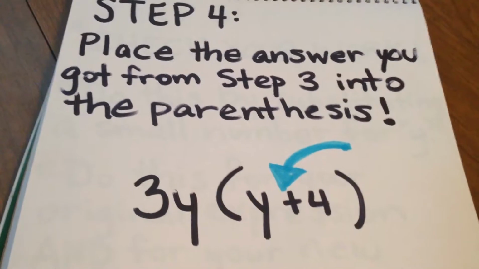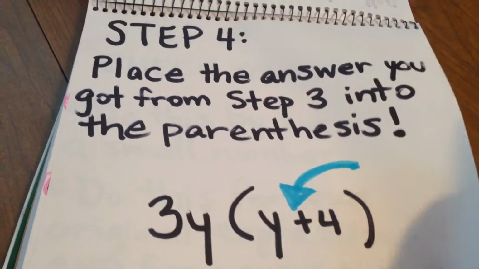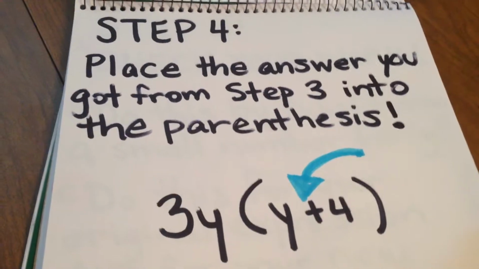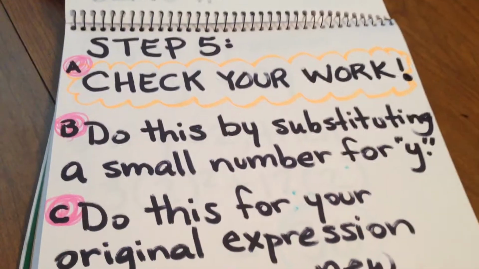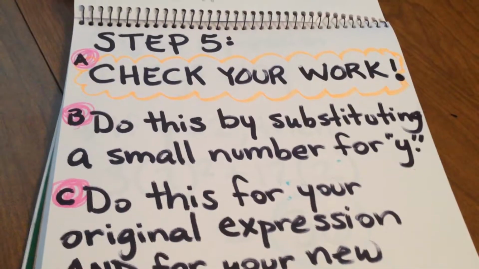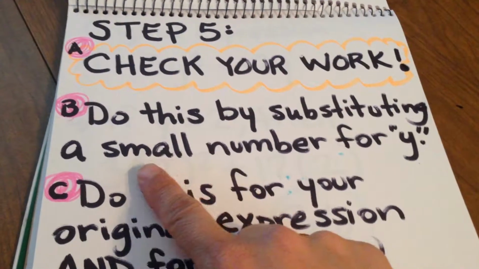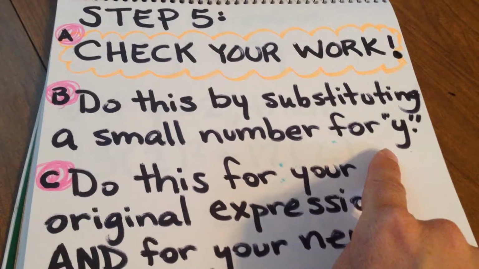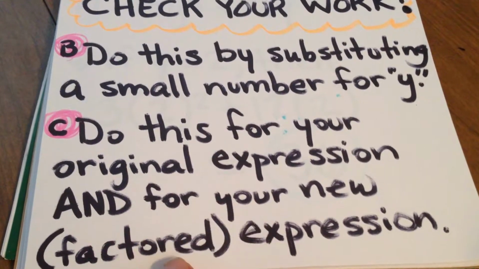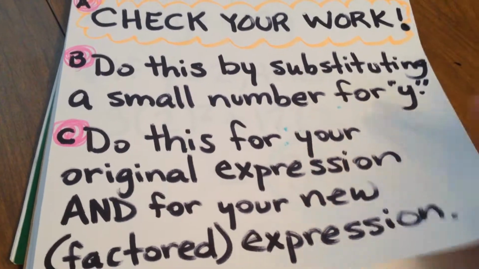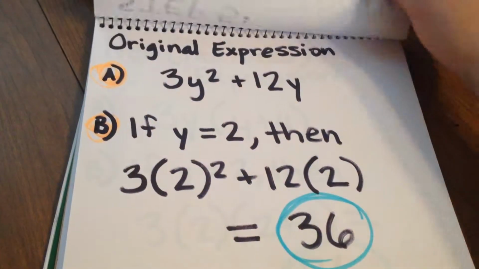This is your answer, okay, but sometimes we're not sure if we're right. So what do we do? Step 5, you always check your work. Okay, so for this, we're going to do it by substituting a small number for y. Do this for your original expression and for your new factored expression. Okay, so I'm going to do this on the next page.